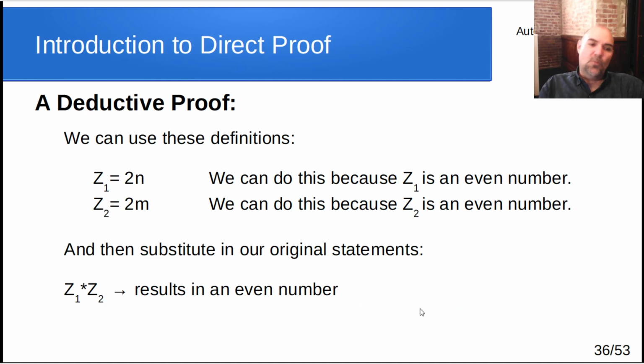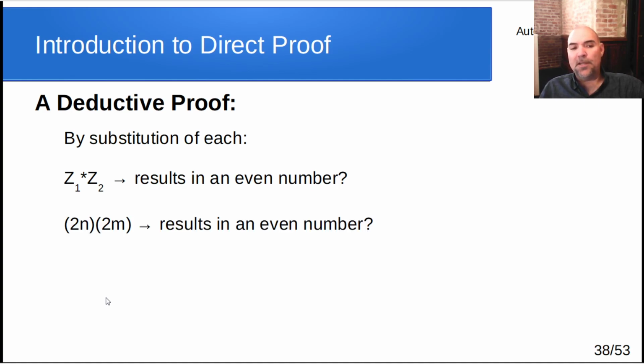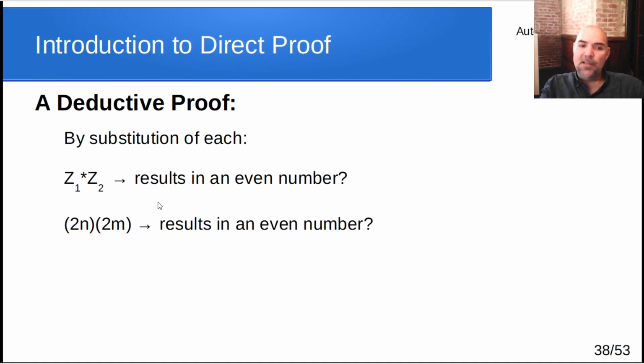So we can define those, and then now we have Z1 times Z2. We could substitute the 2n in for Z1, the 2m in for Z2, and then we want to find out, does that result in an even number? When I take this product, and notice it's not a specific even number, this is just any even number multiplied by some other even number, does that result in an even number? All right, so let's go through the deductive steps here. So does Z1 times Z2 result in an even number? Well, let's do substitution for the 2n and 2m, which on the previous page, remember, we defined. Those are equivalent. So we're just substituting those in for Z1 and Z2, and we get 2n times 2m.